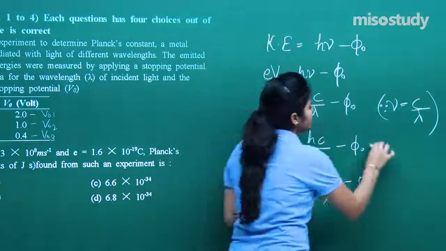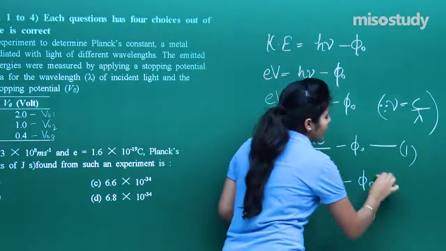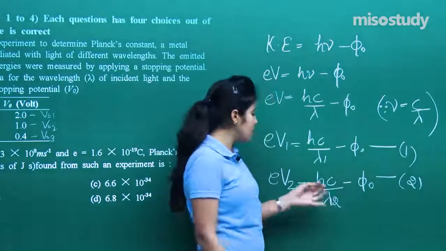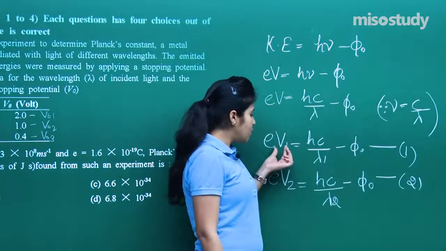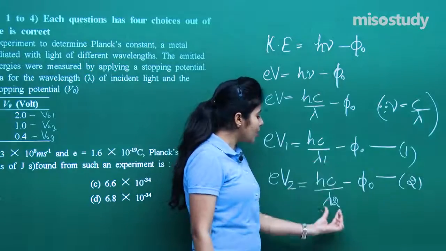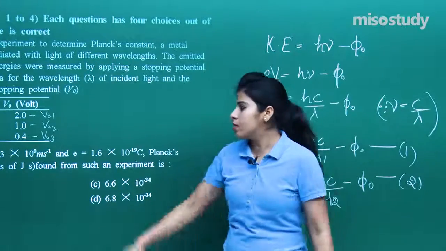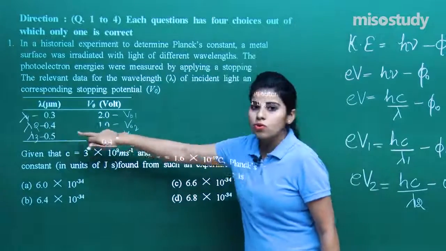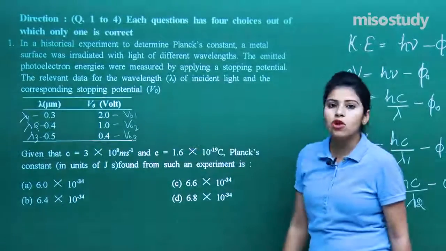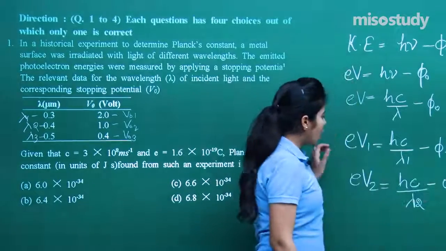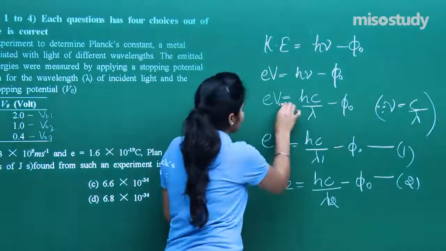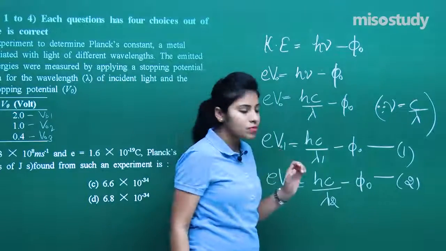Now let me consider this equation as equation number 1 and this as equation number 2. What I can do here is, I can see that V1 and V2, lambda 1 and lambda 2 I am having with me. This is lambda 1, this is V1, this is lambda 2, this is V2, the stopping potential. Now here, this is also the stopping potential. You can write here as eV0.